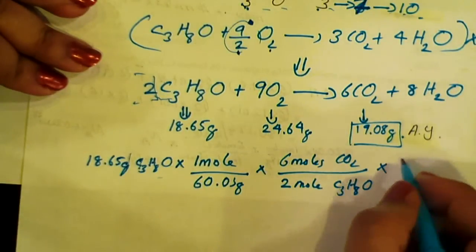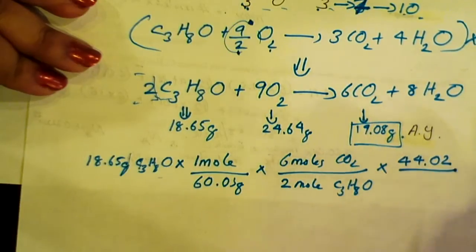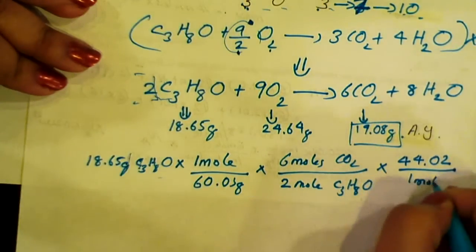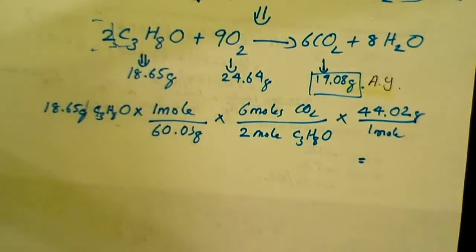So you will get 6 moles of CO2 if 2 moles of C3H8O is reacted. Once you get the moles of CO2, you have to convert that into grams of CO2. Molecular mass of CO2 is 44.02 over 1 mole.